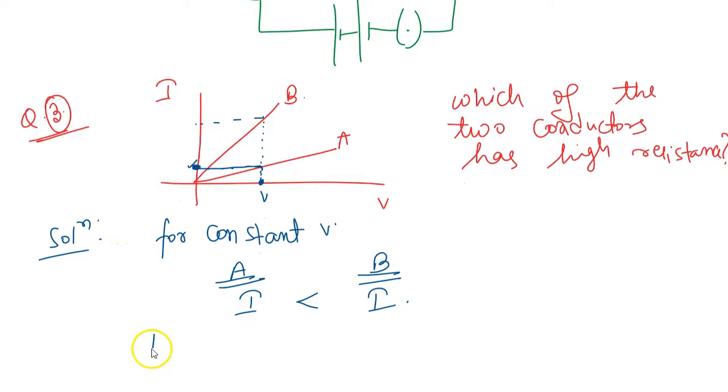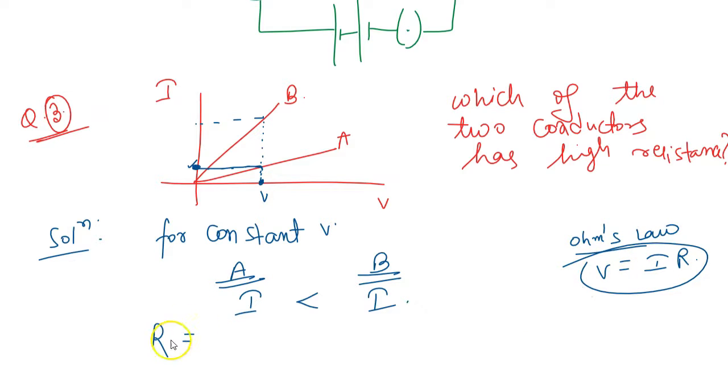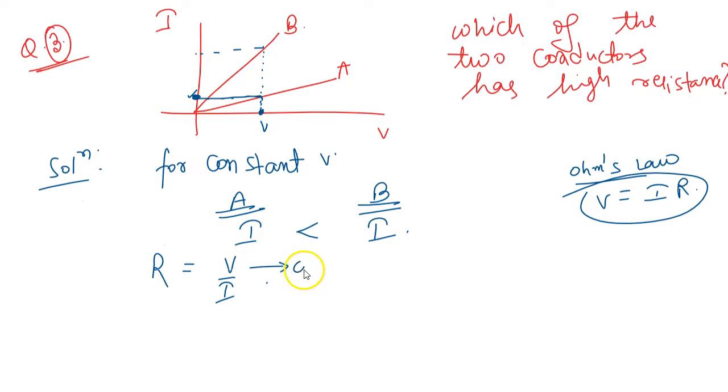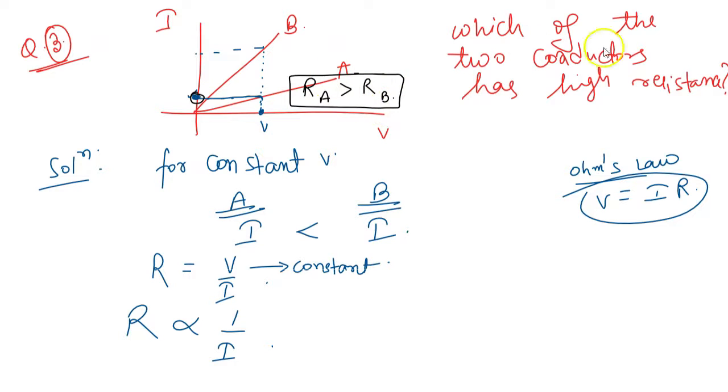So if we talk about resistance, how we can get that? We know Ohm's law is V is equal to IR. So R, if we rearrange this expression, we'll get V by I. So in this graph, what we have taken? We have taken V as constant. That means we can say resistance is inversely proportional to the current. So for A, the current is less. That means the resistance of A will be higher as compared to resistance of B, right? So which of the two conductors has high resistance? A.